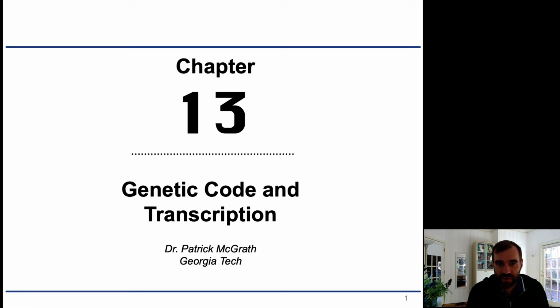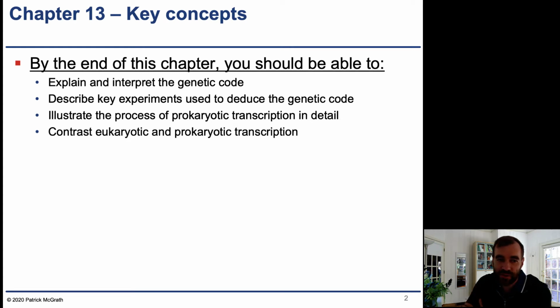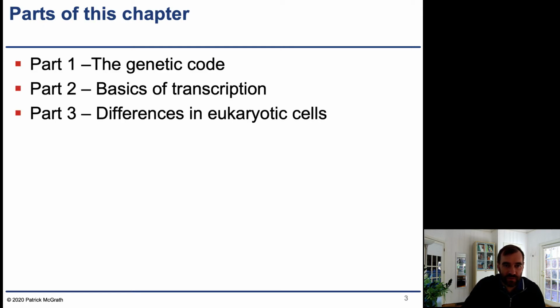All right, we are going to cover Chapter 13, the genetic code and transcription. By the end of this chapter, you should be able to explain and interpret the genetic code, describe key experiments used to deduce it, illustrate the process of prokaryotic transcription in detail, and then contrast that with what happens in eukaryotic cells.